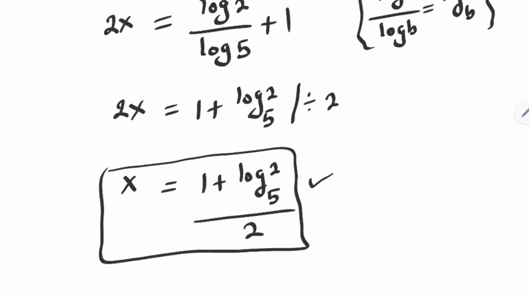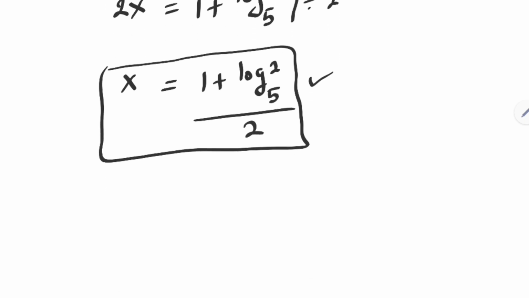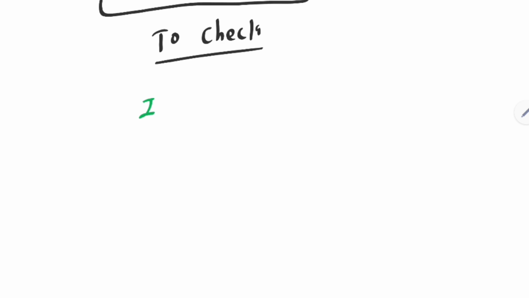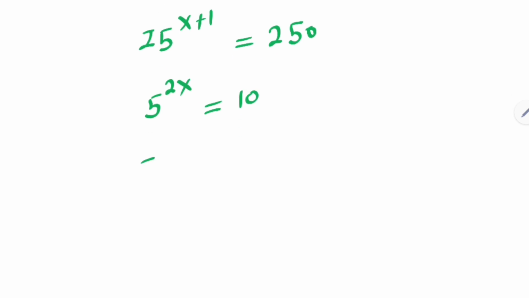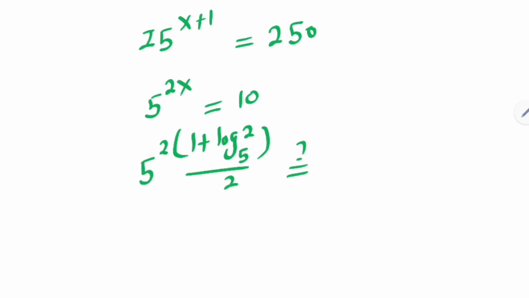We may check to confirm if this answer is right or wrong. Let's quickly check. To check, we have the given equation 25 raised to power x plus 1 is equal to 250, which is 5 raised to power 2x is equal to 10. Then we have 5 raised to power 2 bracket x is 1 plus log 2 base 5 all over 2 must be equal to 10.